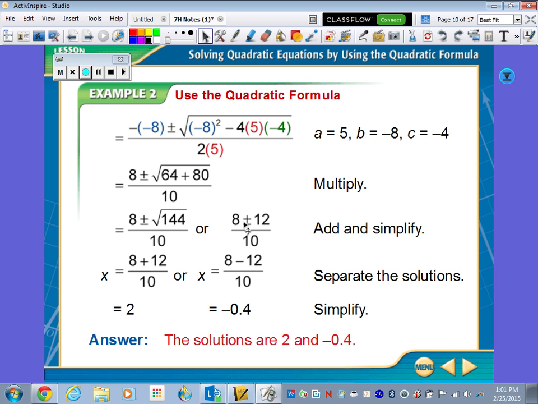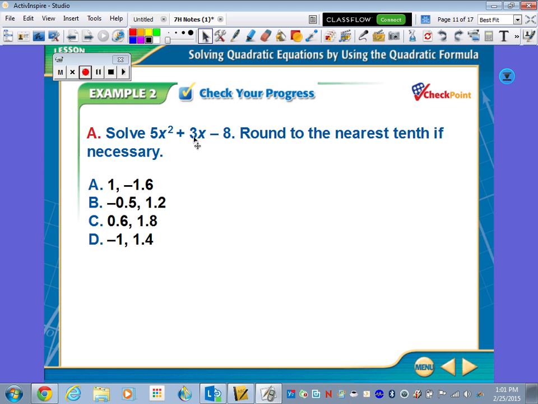So basically it's 8 plus or minus 12 over 10, and you do 8 plus 12 divided by 10, which is 2, and then 8 minus 12 divided by 10, which is -0.4. So those are your two answers. Honestly, this is probably one of the easiest things we do with quadratics, just using the quadratic formula. The calculator will help you tremendously with this. So let's go on.